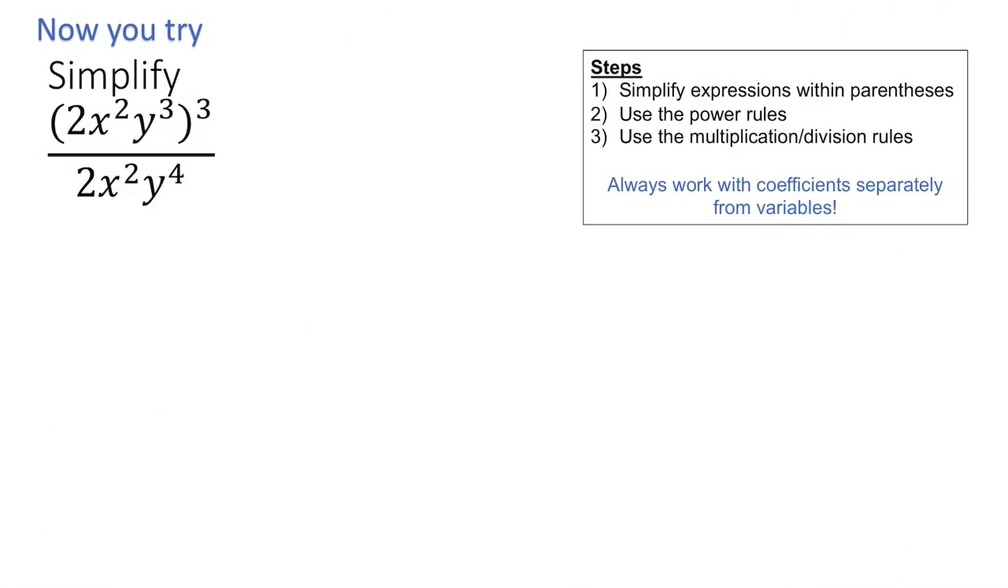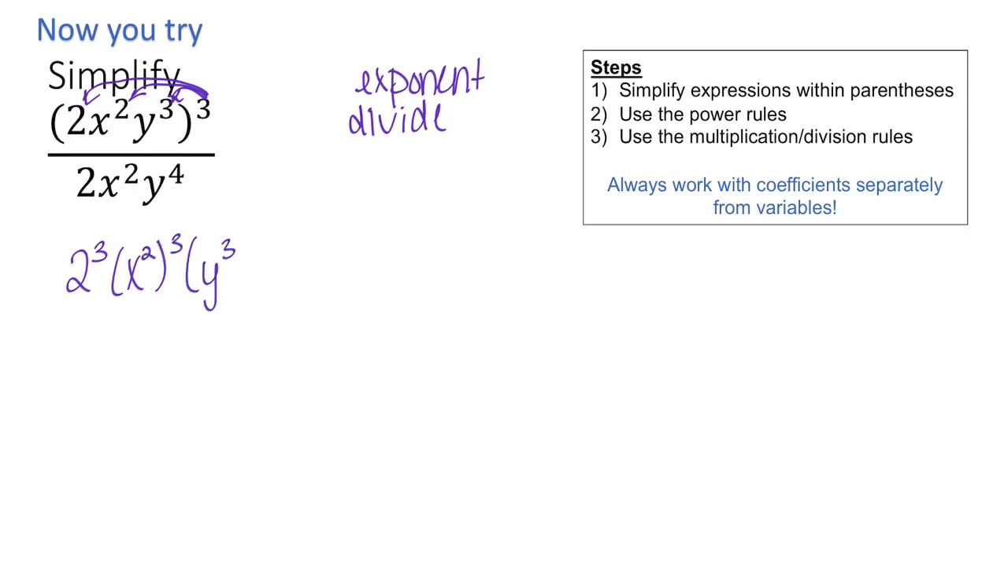So now you can go ahead and pause the video and try this problem on your own. So once again, remember, I'm going to do order of operations. So I'm going to do the exponent before I divide. So I'm going to start off by just distributing that third power to everything within the parentheses. Notice that the third power only applies to the numerator. So I have 2 cubed, x squared cubed, y cubed cubed over 2 and x squared y to the 4th, right? I'm going to leave the denominator alone.